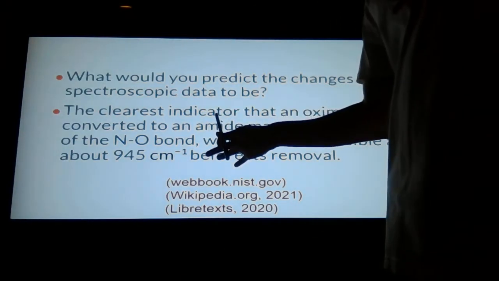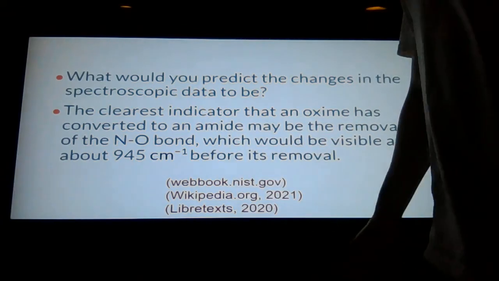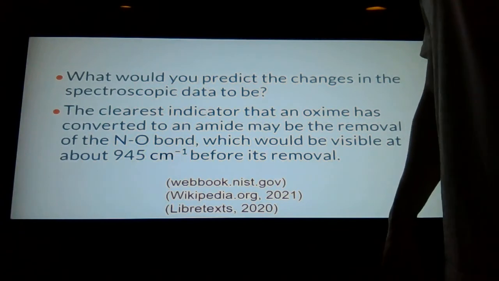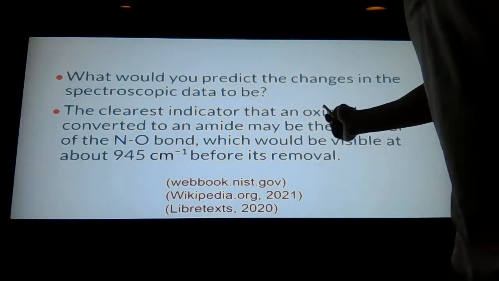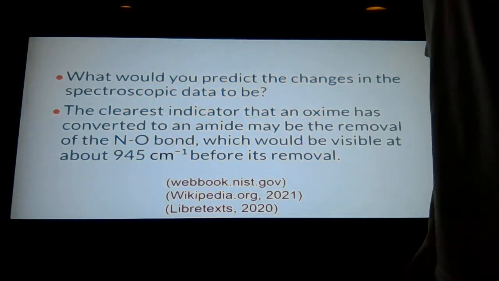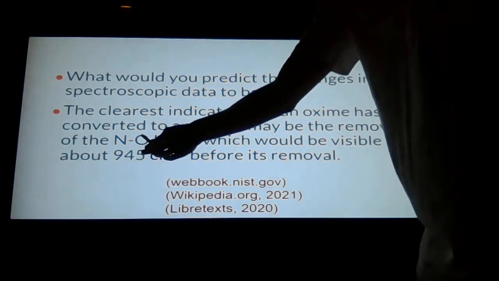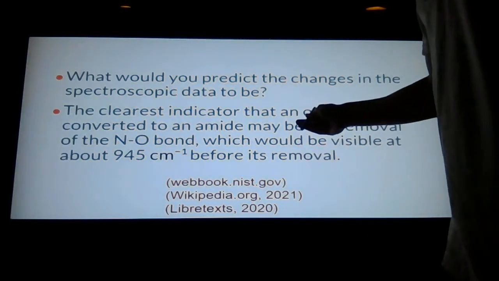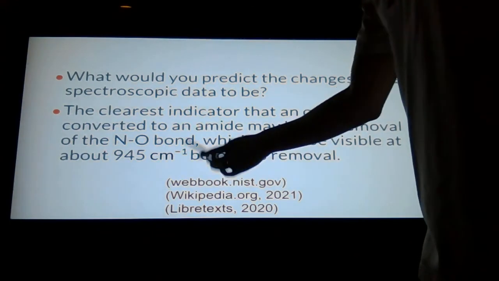So in terms of spectroscopic data, it loses a nitrogen-oxygen bond when it is converted from an oxime into an amide. So that nitrogen-oxygen bond should be visible at about 945 when it is an oxime, and then that should disappear when it becomes an amide.